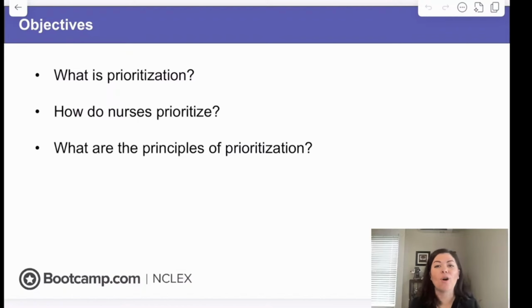Today, we are going to talk all about prioritization. We're going to talk about how we should approach the prioritization process, and we're going to review some general principles of prioritization so that you can navigate prioritization items very strategically.